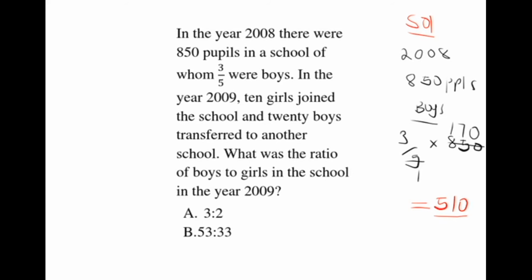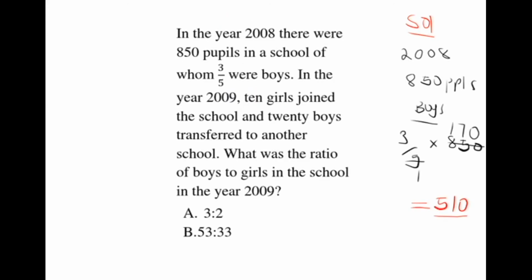Having the number of boys, we can get the number of girls because we have the total number of the pupils, which is 850. For us to get the number of girls, we take 850 minus 510, the number of the boys. So we can have girls. We have 850 minus 510. We get 340. This is the number of girls.